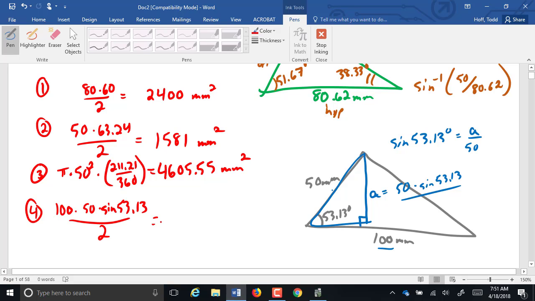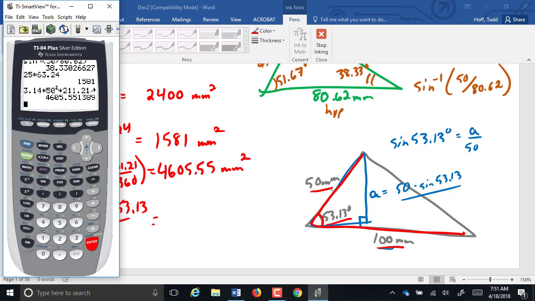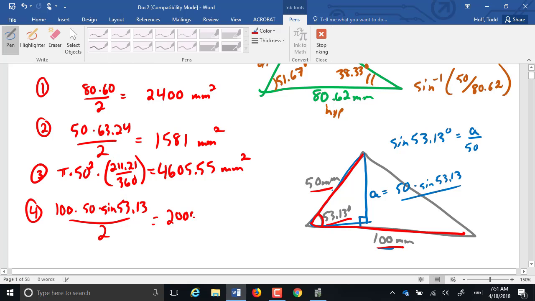Before I calculate that, that actually is an area formula that is used whenever you have a triangle where you have two sides and the angle in between them. The area can always be found by multiplying the two sides times the sine of the angle and dividing by 2. That rounds to an even 2000.